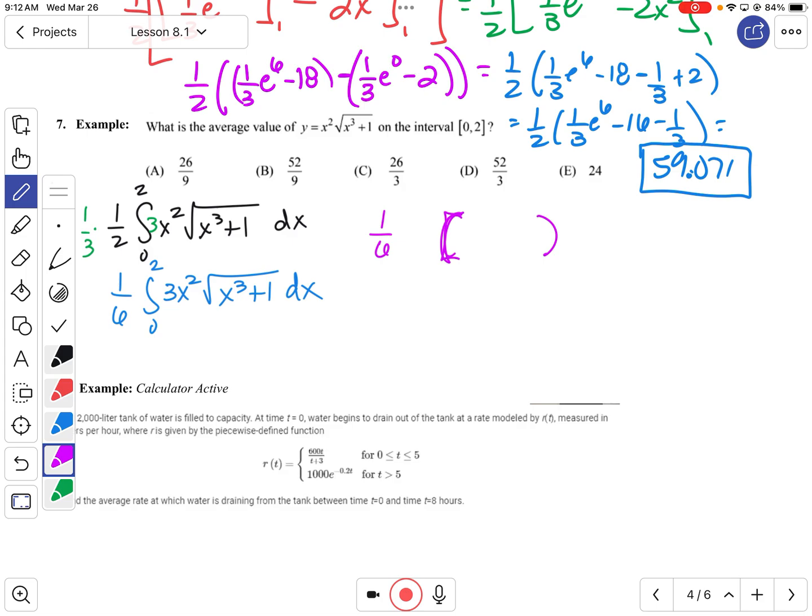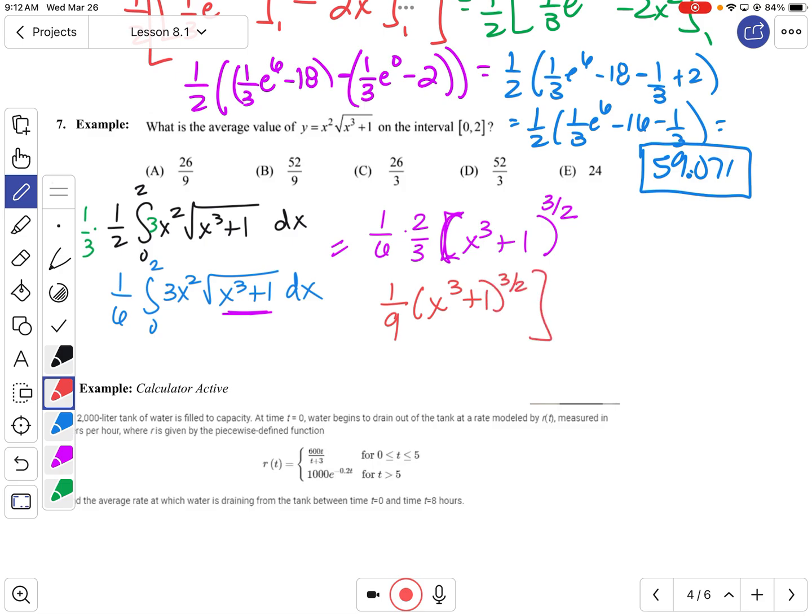We add 1. For the antiderivative, we add 1 to 1/2, and we would get 3/2, which means we'd have to multiply by 2/3. And the thing I'm raising to the 3/2 is that x cubed plus 1. It was that inside stuff. So now if we simplify, this gives me a 1/9 times x cubed plus 1 to the 3/2. And we're going to evaluate that from 0 to 2.